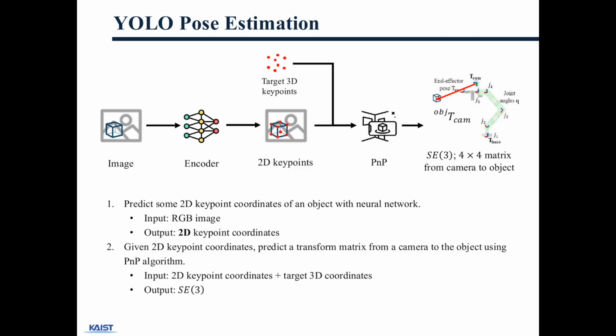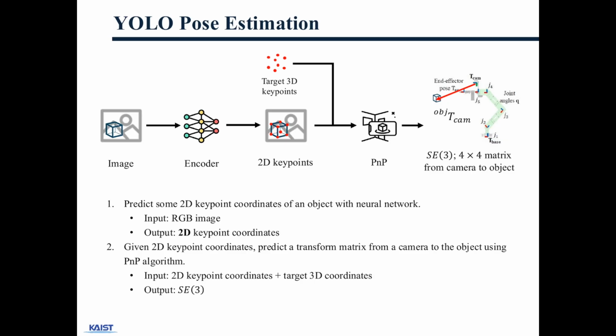Now let's look at how YOLO can be used for pose estimation. Unlike ArUco markers, this approach does not rely on predefined markers. Instead, it uses a neural network to predict key points directly from the image. In the first step, the model takes an RGB image as input and predicts the two-dimensional coordinates of key points on the object. These key points are usually predefined points, such as corners or specific landmarks of the object.